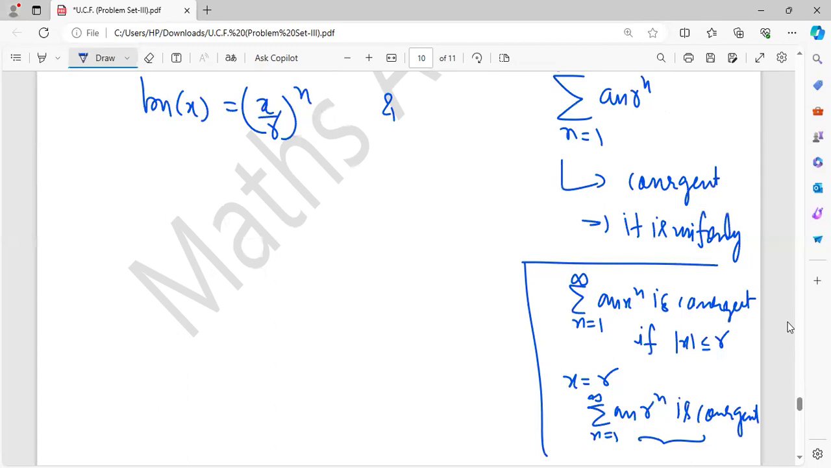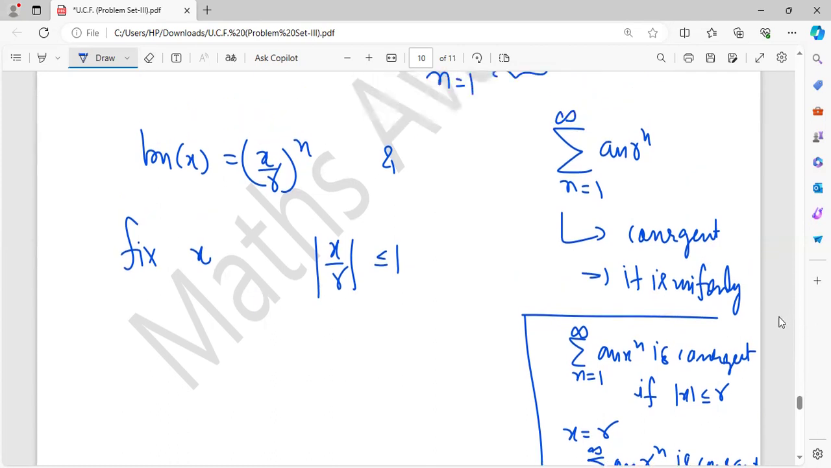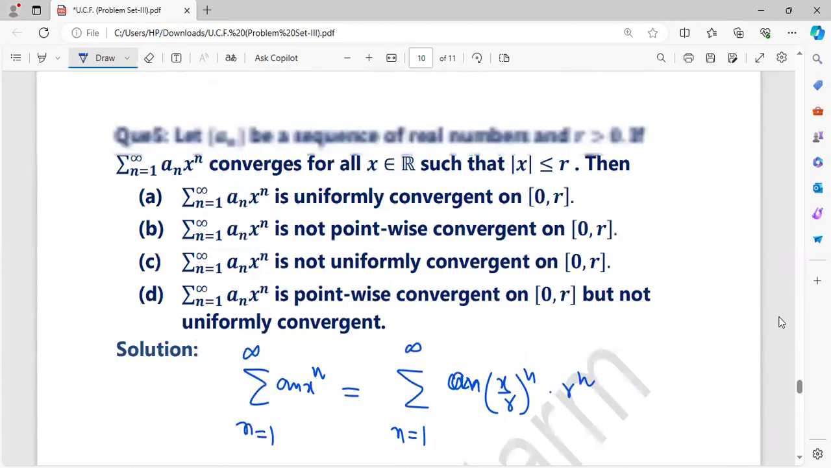And what about b_n(x)? You fix x, then, okay, what about x upon r? Its absolute value is less than or equal to, okay. Sorry, there is a problem in this question. One minute. Yeah, there is a problem in this question.